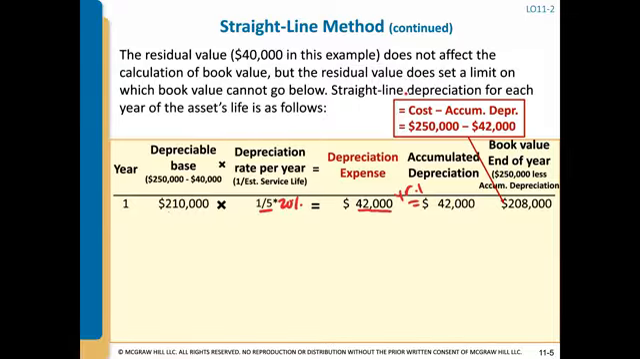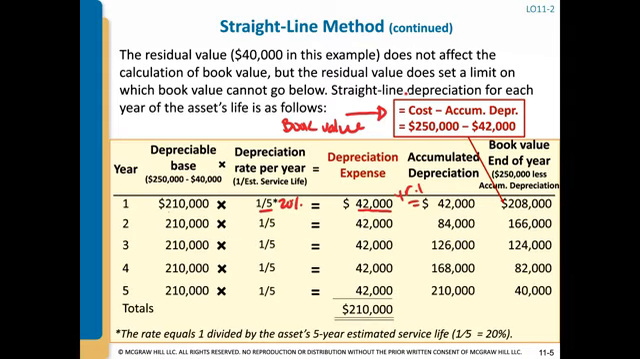This is book value at the end of the year. It's right here. This is your book value. This is a very important term to know throughout this chapter, and really whenever you're dealing with accounting, you have to know this term, book value. It's cost minus the accumulated depreciation. So the ending book value at the end of year one is 250,000 minus 42,000, which is $208,000.